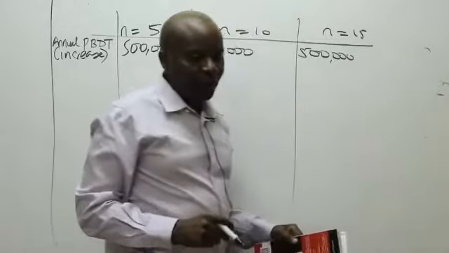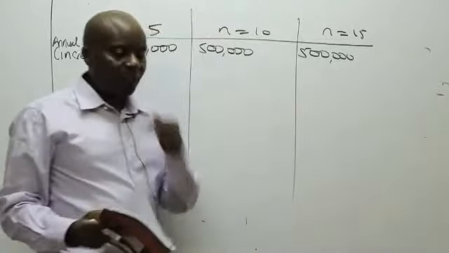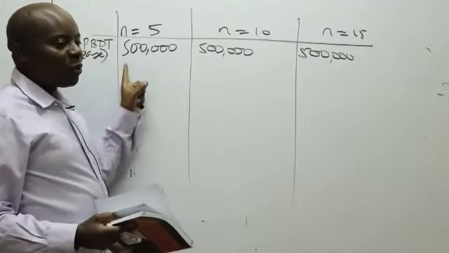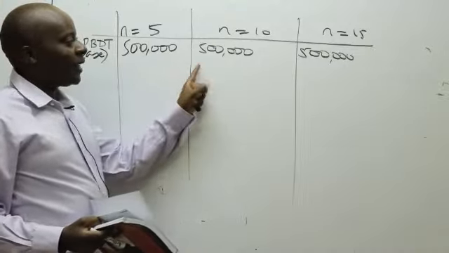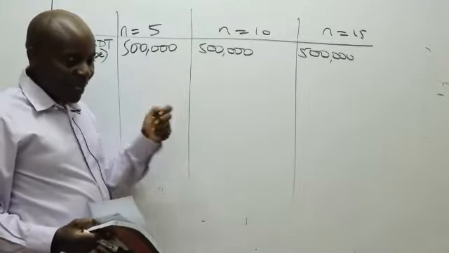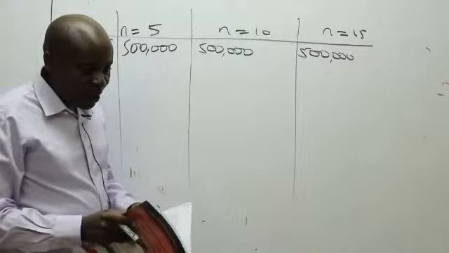Great. 500,000, 500,000, 500,000. Remember, it's annual. So don't multiply this with 5, multiply this by 10. I saw so many students doing it; it's annual, it's every year.